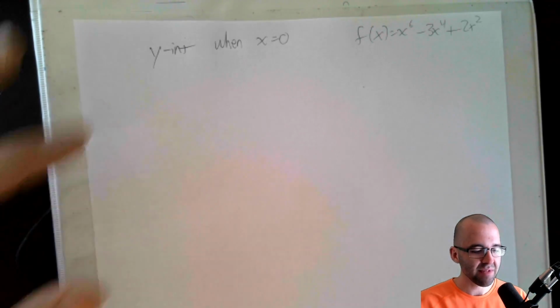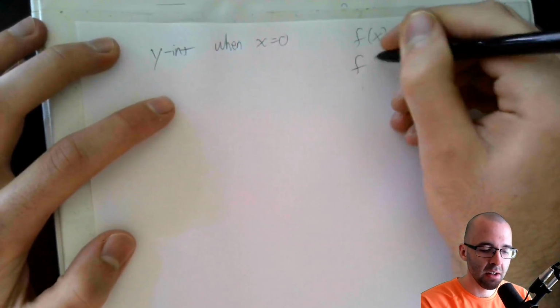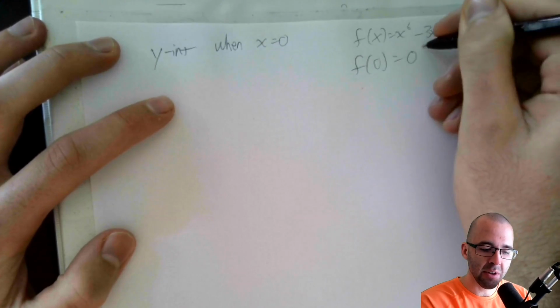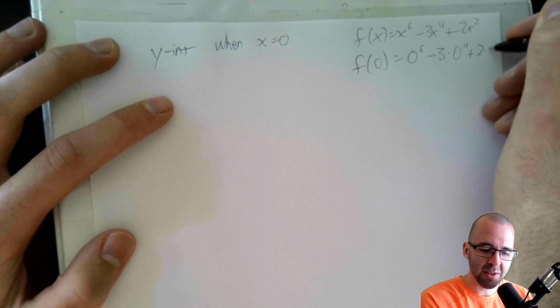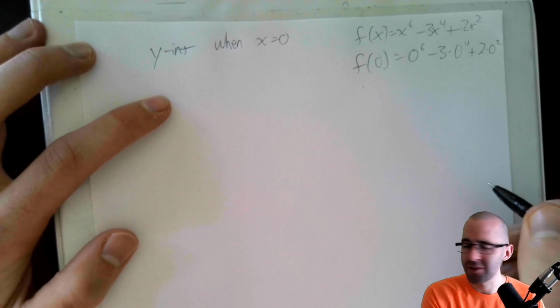Let's see. So when x is 0, what do we get? We get 0 to the 6th minus 3 times 0 to the 4th plus 2 times 0 squared. And that's a whole lot of zeros, my friends.